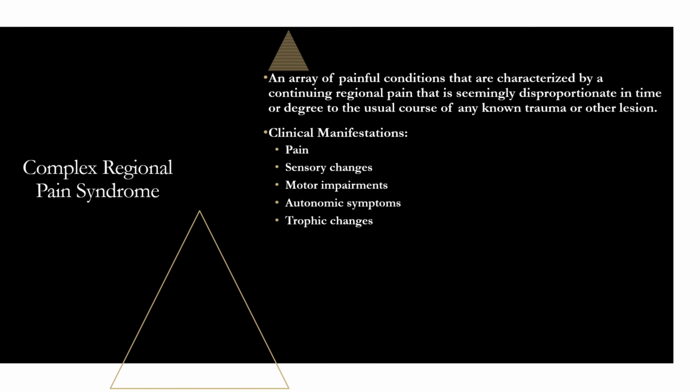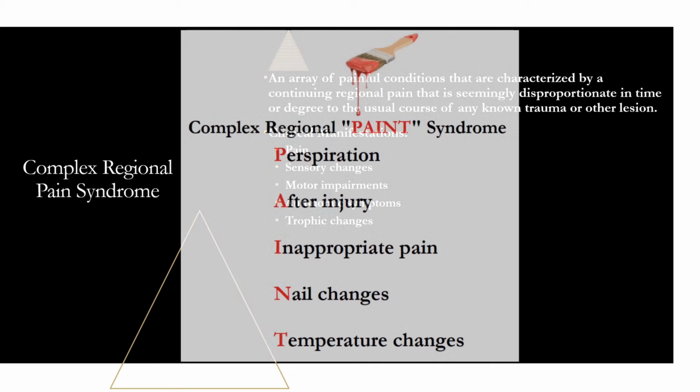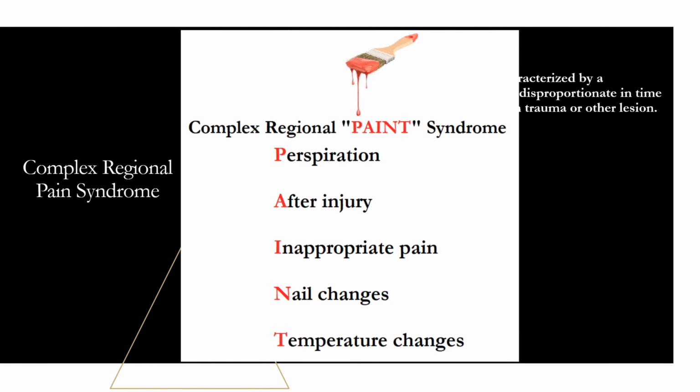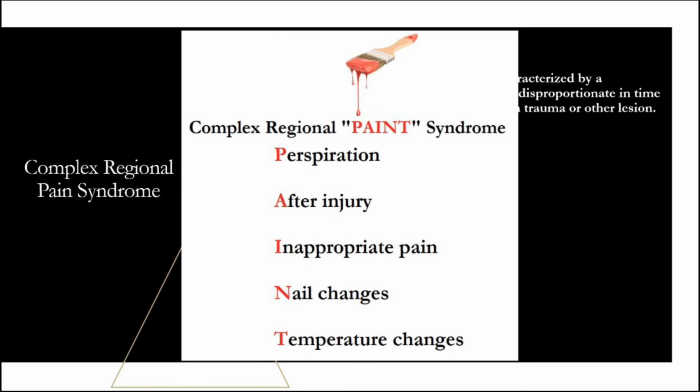So the way that I remembered the common clinical manifestations that you'll see in a vignette for complex regional pain is, instead of remembering complex regional pain syndrome, I remembered complex regional PAINT. And what does PAINT stand for? Perspiration. So the P stands for perspiration. This is due to the autonomic dysfunction. 40% of patients will experience increased sweating.